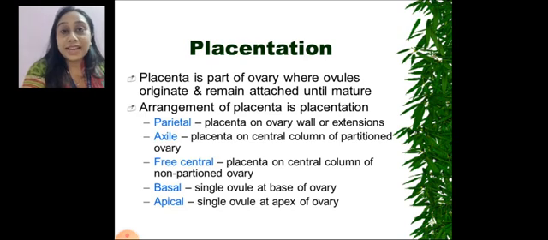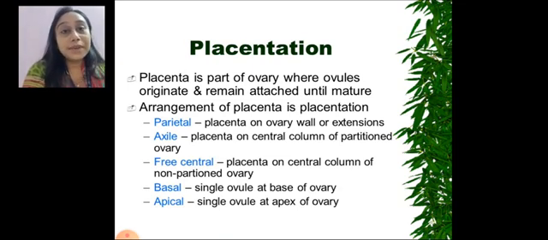Number 2 is axile. In the axile kind, the ovary has an axis in between and the ovules are attached throughout the axis. Number 3 kind of placentation is free central. In free central, the ovary does not have any kind of partition and the ovule is present at the center without any connection to the outer wall. No axis, no connection to the base, no connection to the top, no connection from the side. It is present in between.